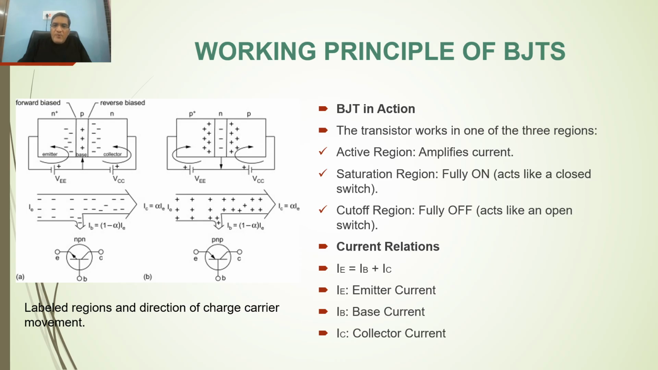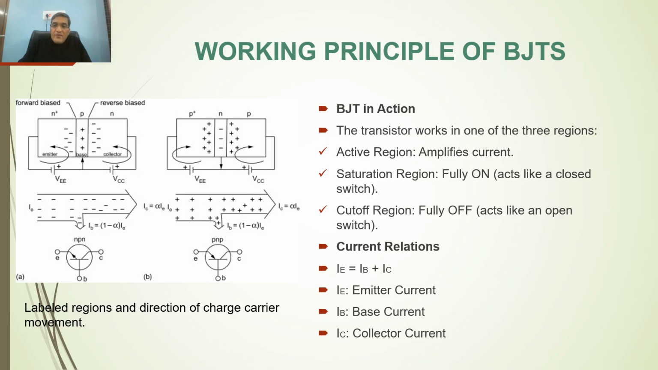As you know, BJT action basically depends upon which region our transistor works in. What does it mean? It means whether it works in the active region, the saturation region, or the cutoff region. These are the active region, saturation region, and cutoff region of the transistor.